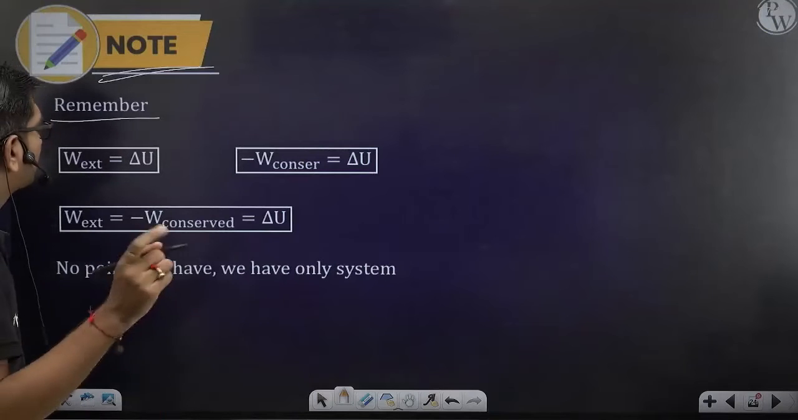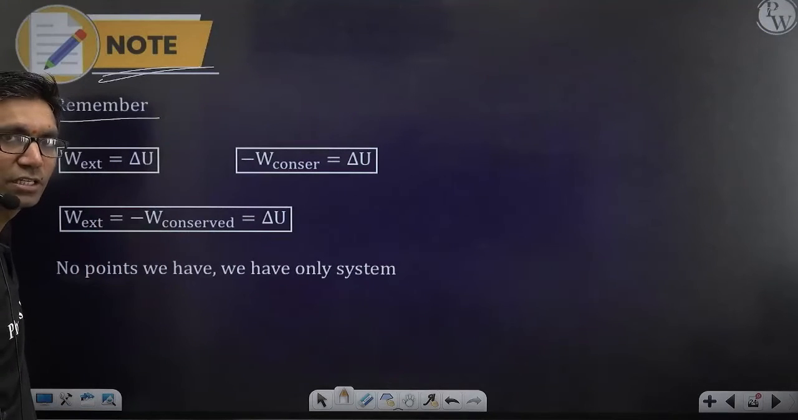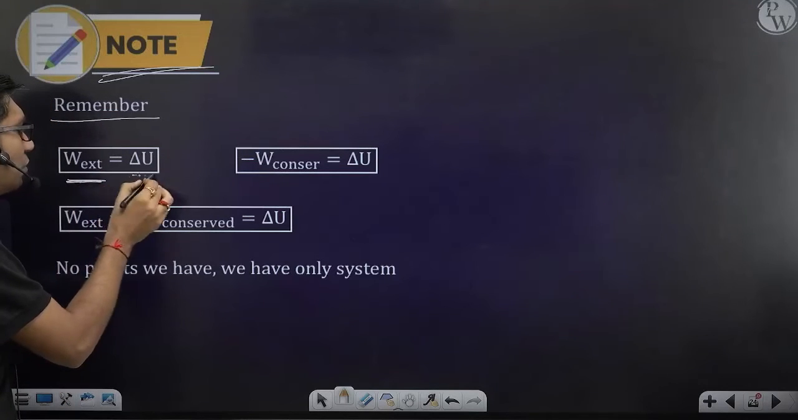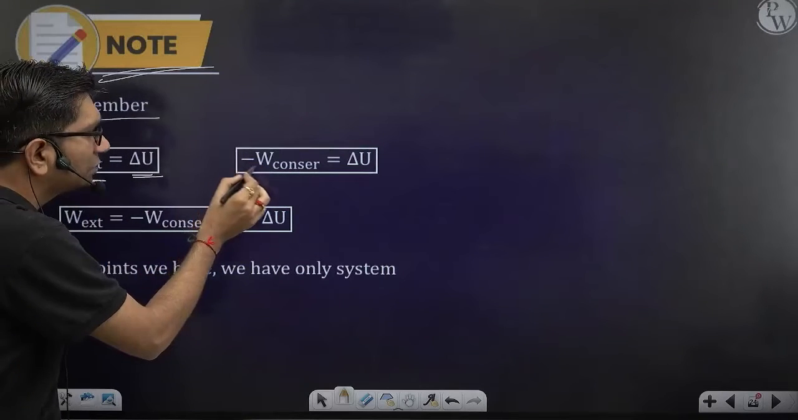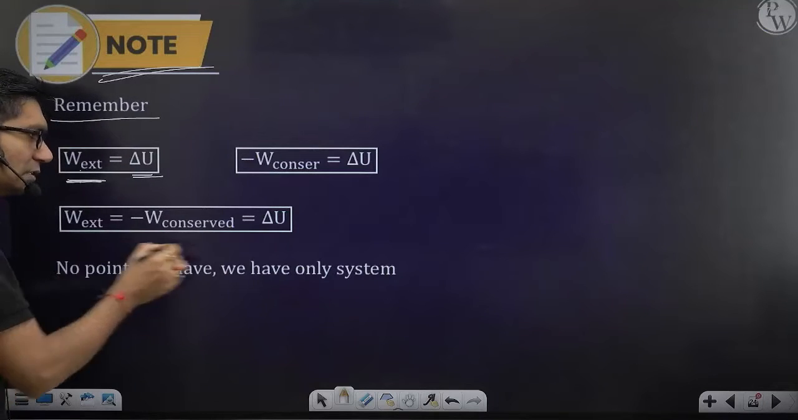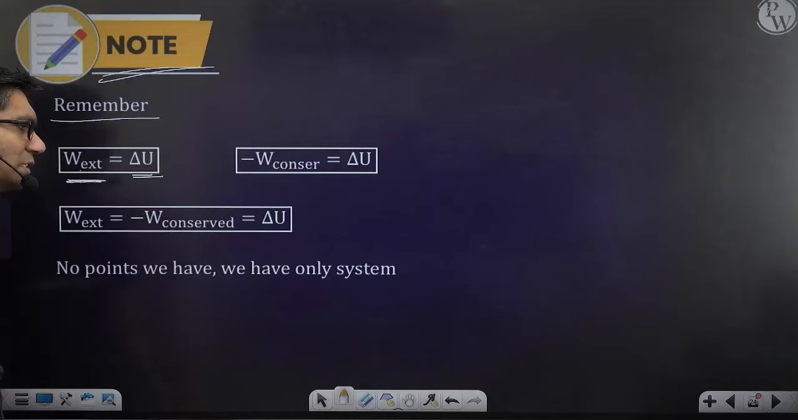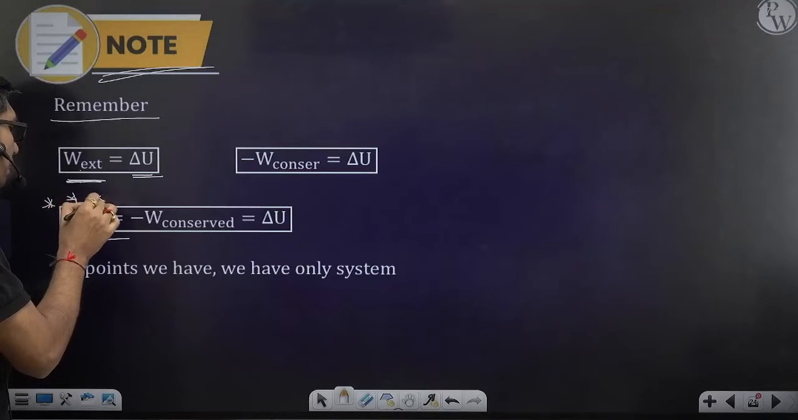Note, remember this one, as here we are discussing the potential energy, delta U. As we know, work done by external force equals change in potential energy. Work done by external is minus work done by conservative also. If you remember this one, it is sufficient. Work done by external equals minus work done by conservative equals change in potential energy. Remember this one, very important.